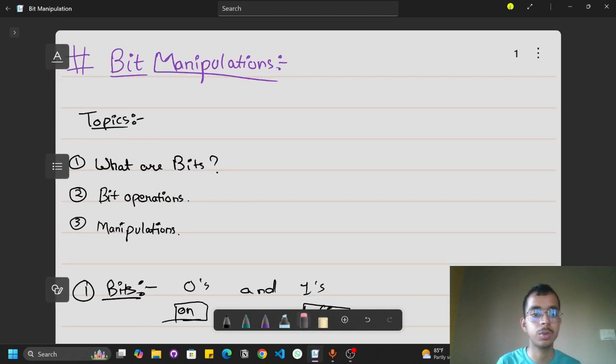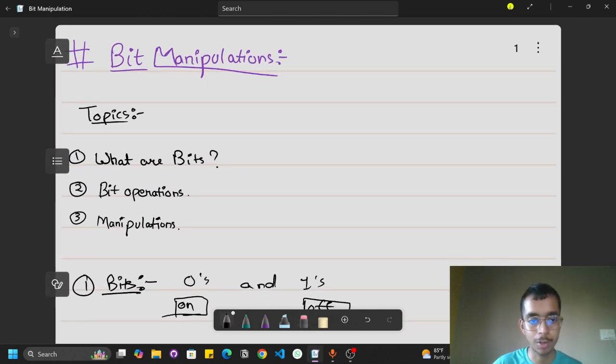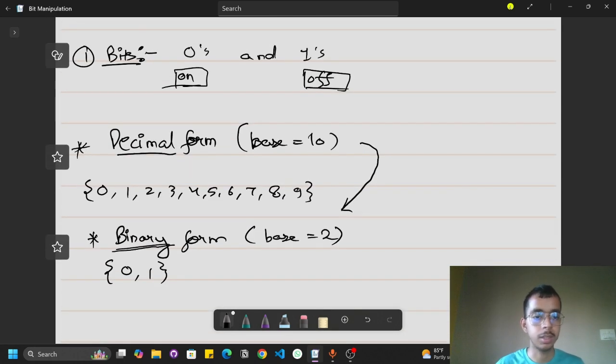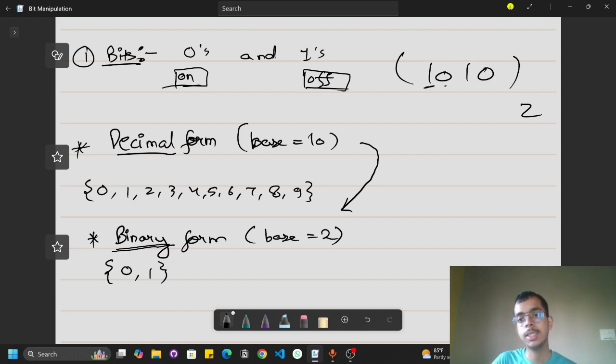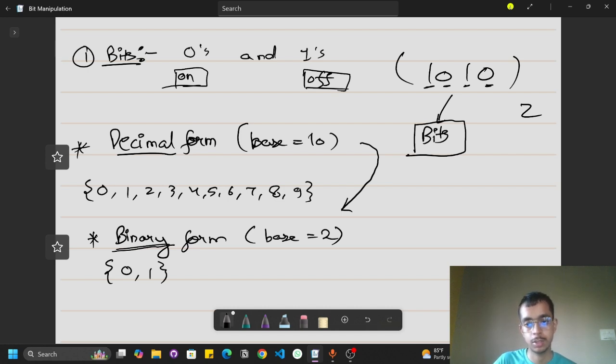So let's see them. Till now we have covered what are bits. Basically, we have covered the binary system. In any number, like in 10, it is 1010. These individual zeros and ones are bits. And our goal is actually to work on these individual bits, not the whole number, but the bits.